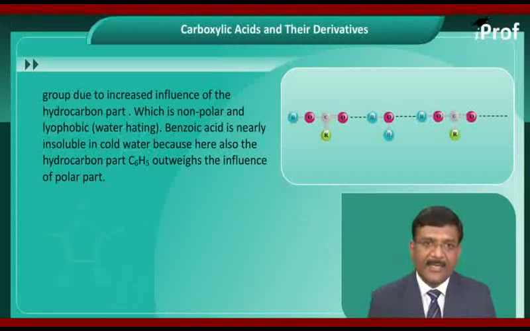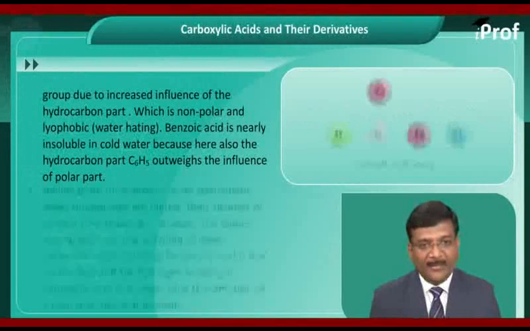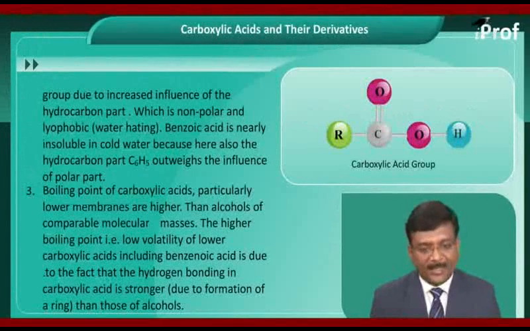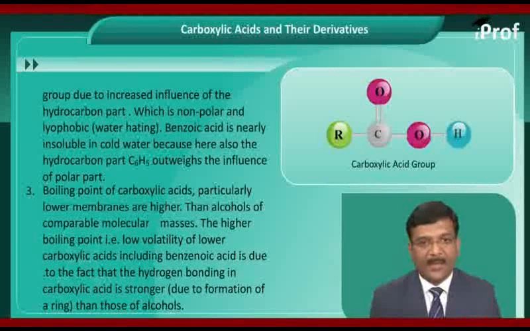Benzoic acid is nearly insoluble in cold water because here also the hydrocarbon part, C6H5, outweighs the influence of the polar part. Boiling points of carboxylic acids, particularly lower members, are higher than alcohols of comparable molecular masses. The higher boiling point, that is low volatility, of lower carboxylic acids including benzoic acid, is due to the fact that the hydrogen bonding in carboxylic acid is stronger due to the formation of a ring than those of alcohols.